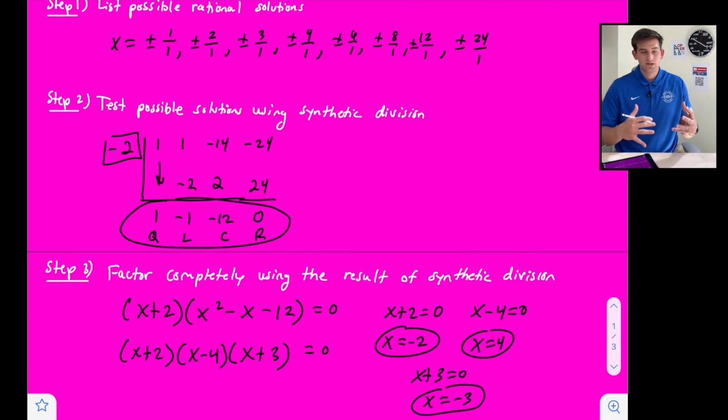So if we were to look at this polynomial function or equation, if we were to graph it as a function, then we would see it cross the x-axis at negative 2, negative 3, and 4. And that's the rational root theorem and how you can use it to find some possible solutions, test those possible solutions, to find the actual solutions of a polynomial equation.